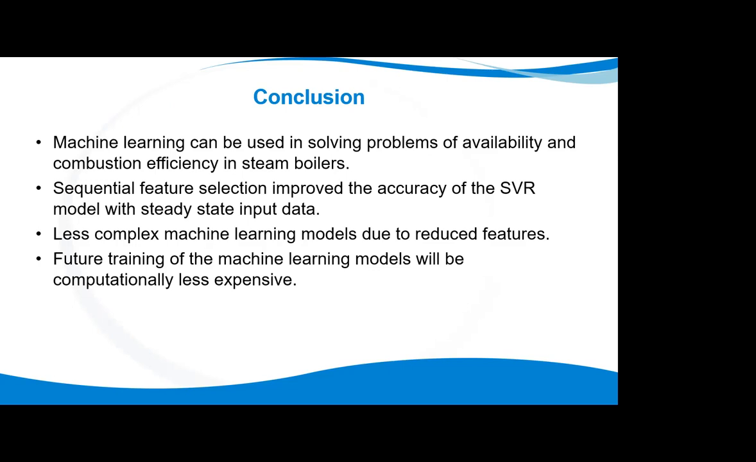And in conclusion, what we can conclude is that indeed we can use machine learning to solve problems of availability and combustion efficiency. And sequential feature selection can be used to improve the accuracy of the support vector regression model using steady-state input data. And this helps with future training, because you'll have a less complex machine learning model, and that machine learning model will be computationally less expensive. Thank you very much. If you have any questions, you can pose those questions to me.